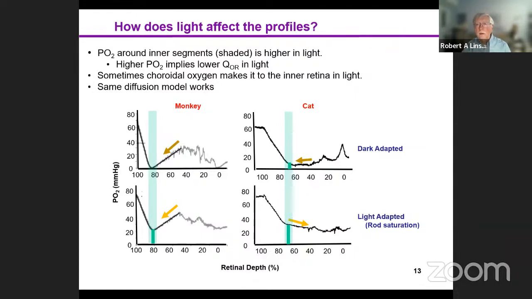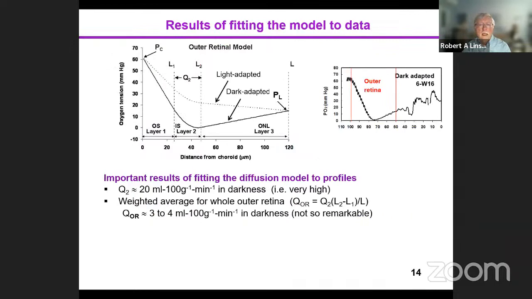The same diffusion model works, of course, and so we can extract values for oxygen consumption in both dark and light. And here are some important results of that modeling. The oxygen consumption of layer 2, that Q2, is about 20 milliliters per 100 grams per minute. That's a very high number. There's hardly any place in the body where you will find a number that's that high if you could figure out the local oxygen consumption. However, the weighted average for the whole outer retina, with much of the outer retina not using any oxygen at all, is only 3 to 4 milliliters per 100 grams per minute. And that's not a remarkable number. That's very similar to what cerebral oxygen consumption would be.